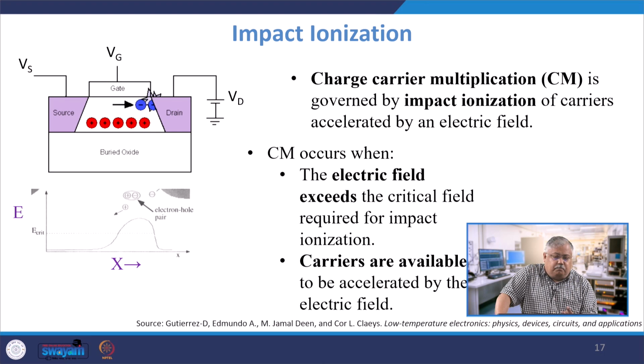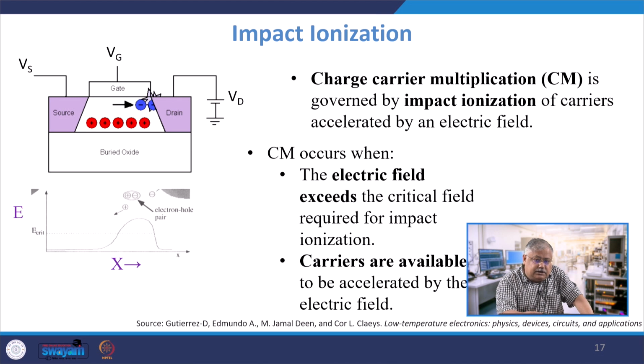So, two things are important for impact ionization. One is the presence of the charge; of course, there have to be free charge carriers available, the carrier freeze out should not occur, and you should ensure that the electric field within the device is more than the critical electric field available to us. These two conditions have to be met.